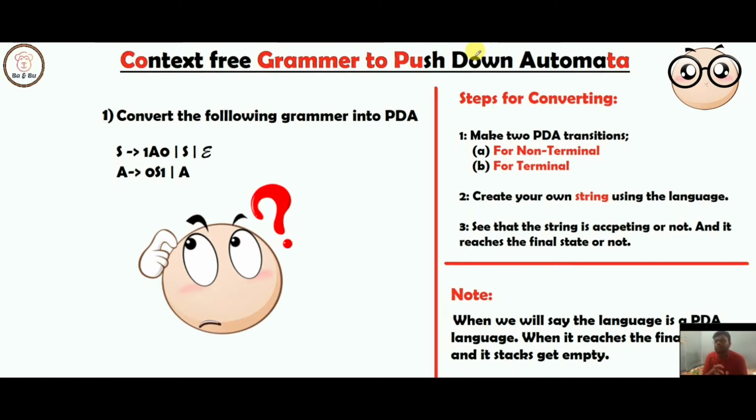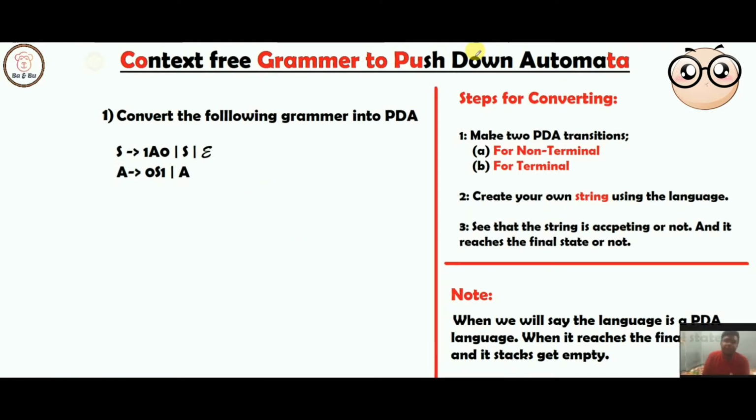Today I'm going to show you how we convert context free grammar to pushdown automata. So let's begin with the question. As mentioned in the question, we have to convert this CFG to a PDA. So we are going to convert this grammar to a PDA.